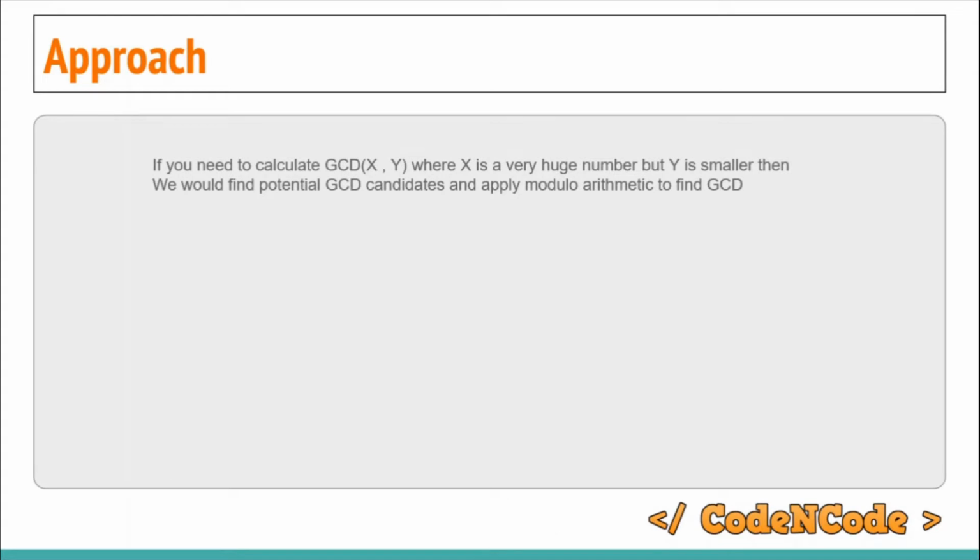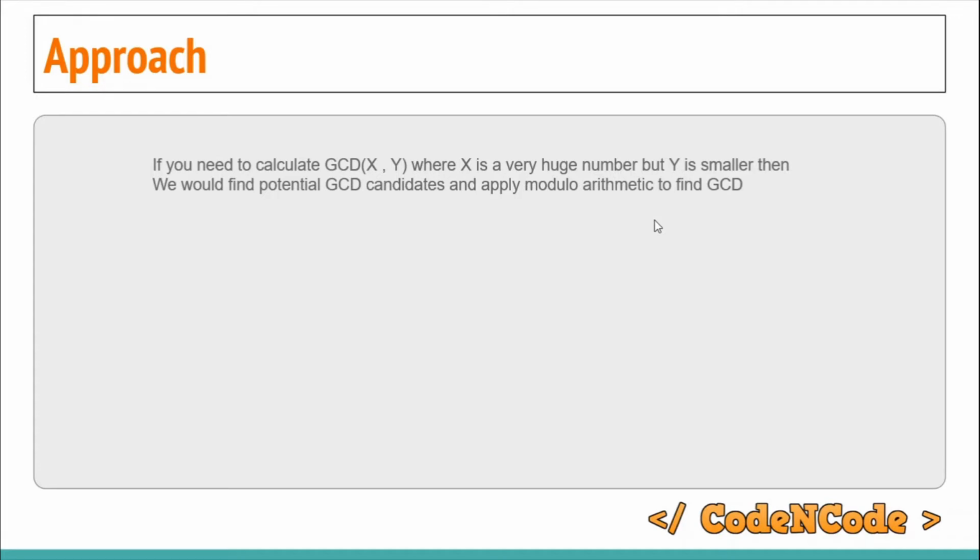So the approach for this kind of question, even if a problem of this kind appears in the future, is this: if you need to calculate GCD of two numbers x and y, where x is huge and y is smaller compared to x, which can be represented in an integer or long int, then we can first of all find potential GCD candidates and then apply modulo arithmetic to find the GCD.